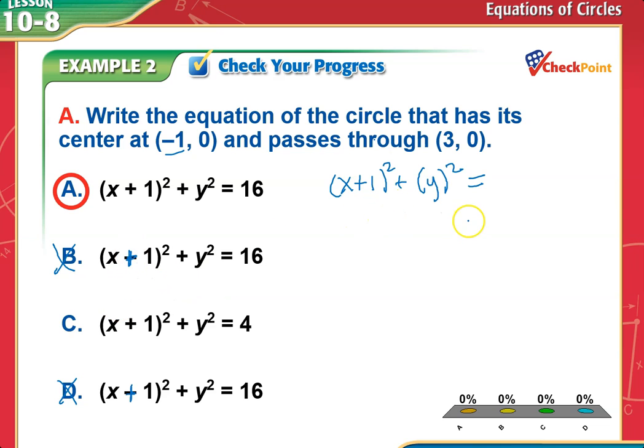Then we have to find the distance between the 2 points. Now, it shouldn't be too hard. Negative 1 and 3 are 4 apart. We're going to square that and get 16. And 0 and 0 are 0 apart. Square that, get 0. Add them together, take a square root, and we get 4. So since my radius is 4, we square it and get 16.